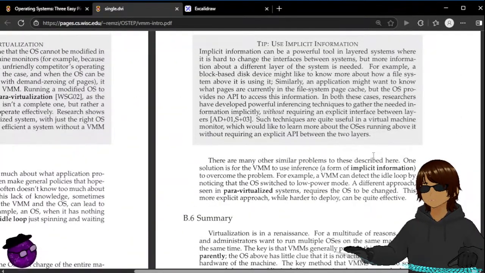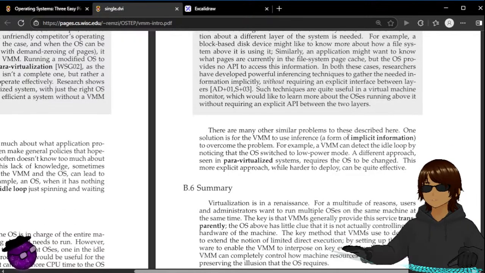There are many other similar problems to be described here. One solution is for the VMM to use inference to overcome the problem. For example, a VMM can detect the idle loop by noticing the OS has switched to a low power mode. A different approach seen in paravirtualized systems requires the OS to be changed. This more explicit approach, while harder to deploy, can be quite effective.